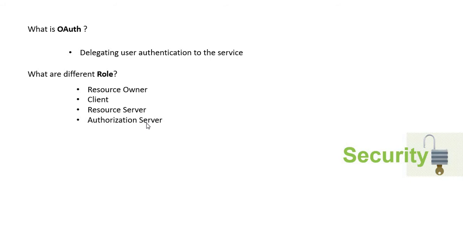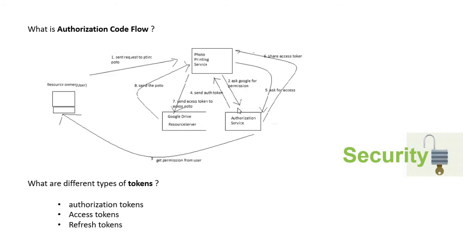There are different types of OAuth flows available. Let's assume I am going to a Walgreens shop to print one of my photos in Google Drive. First, I am sending a request to Walgreens to print my photo. In this case, I am the resource owner. Walgreens doesn't have access to my Google Drive. Also, I don't want to share my Google user ID and password with Walgreens.